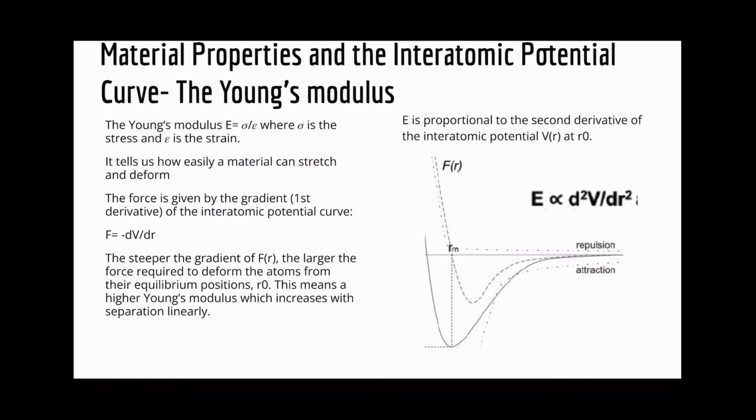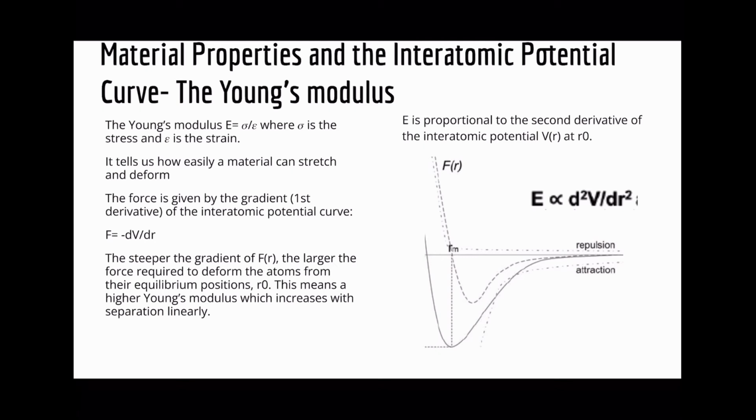The force is given by the gradient, the first derivative of the interatomic potential curve: F is equal to minus dV over dr. The steeper the gradient of F(r), the larger the force required to deform the atoms from their equilibrium positions, r naught. This means a higher Young's modulus, which increases with separation linearly.